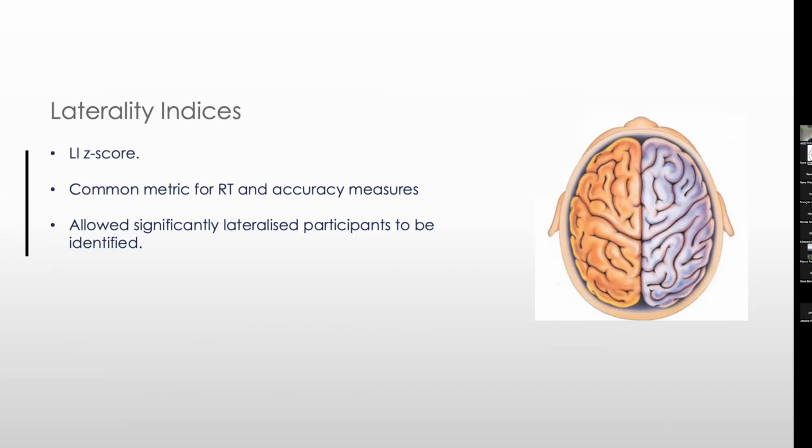And negative LI Z-scores here will indicate a left behavioral advantage. So either a left hand advantage, a left eye advantage, or a left ear advantage. And then positive LI Z-scores will indicate a right behavioral advantage.